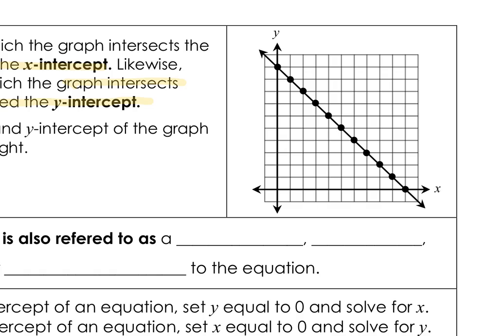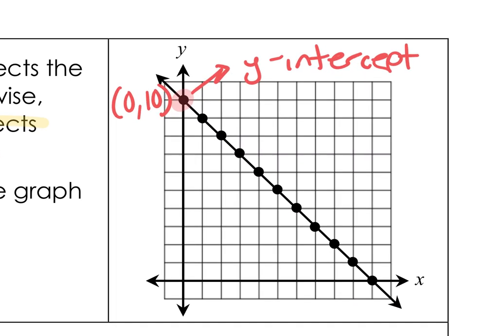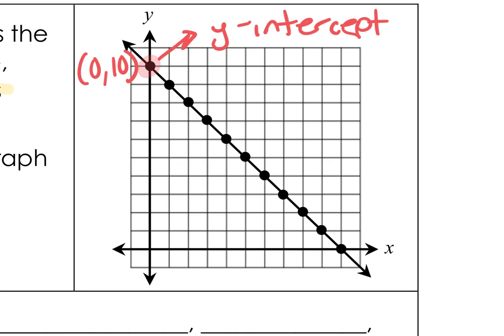So, here we go. This point right here is called the y-intercept. It is where that line cuts through the y-axis. That's happening at the ordered pair (0, 10). If you count up, that's where that's happening. Okay. This point over here is the x-intercept.